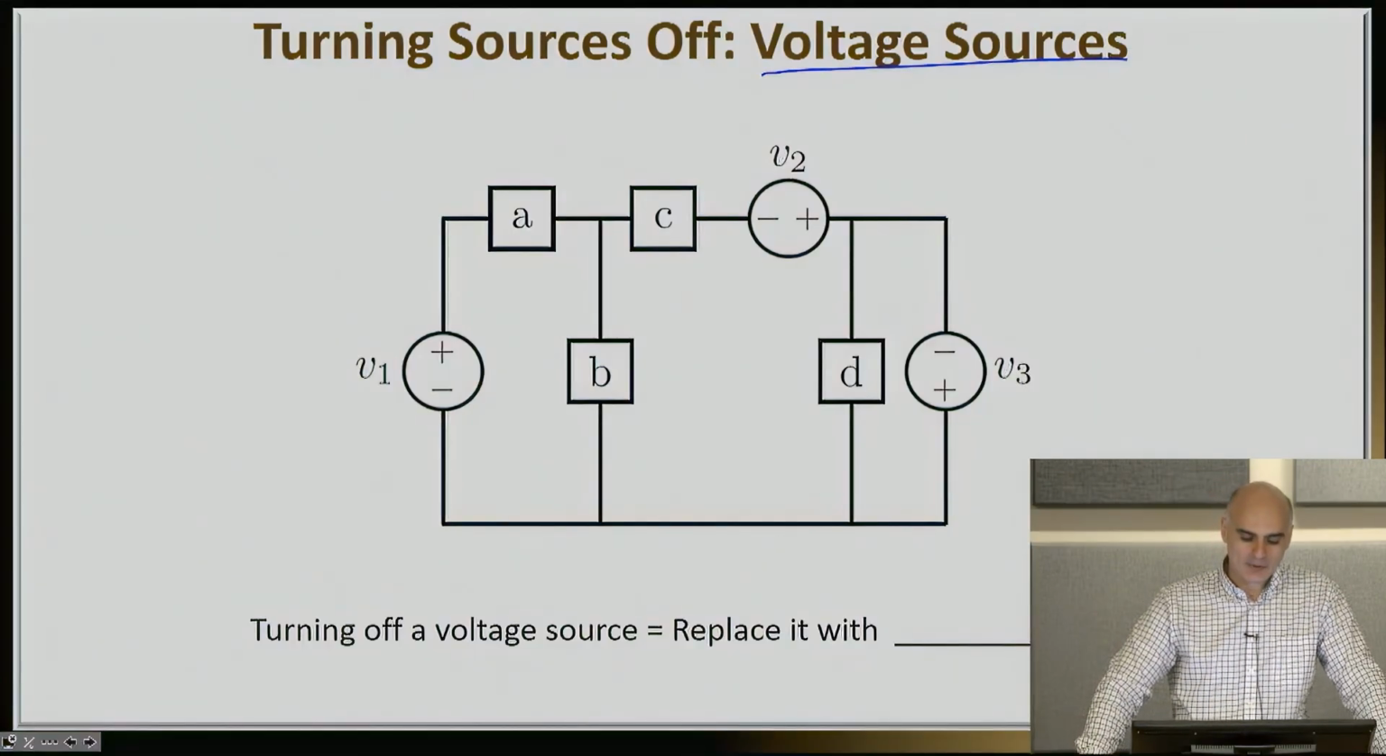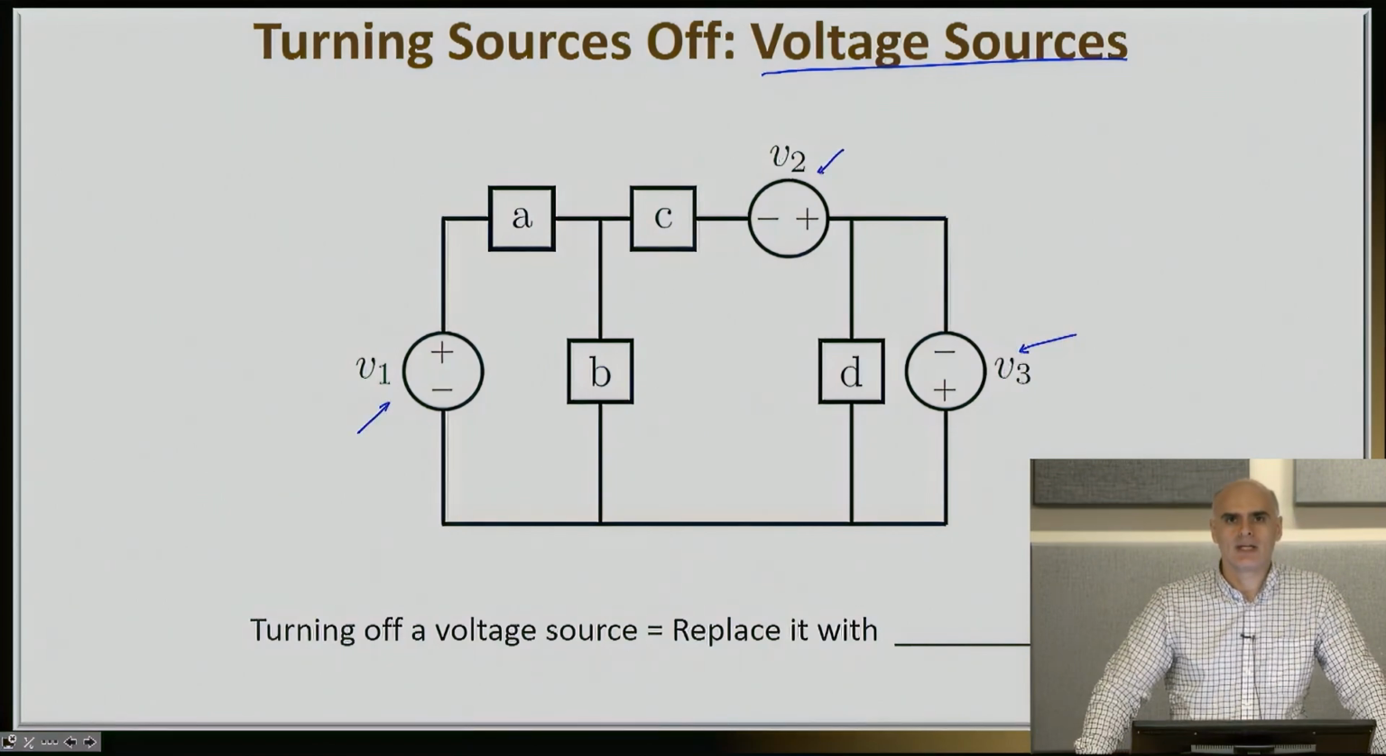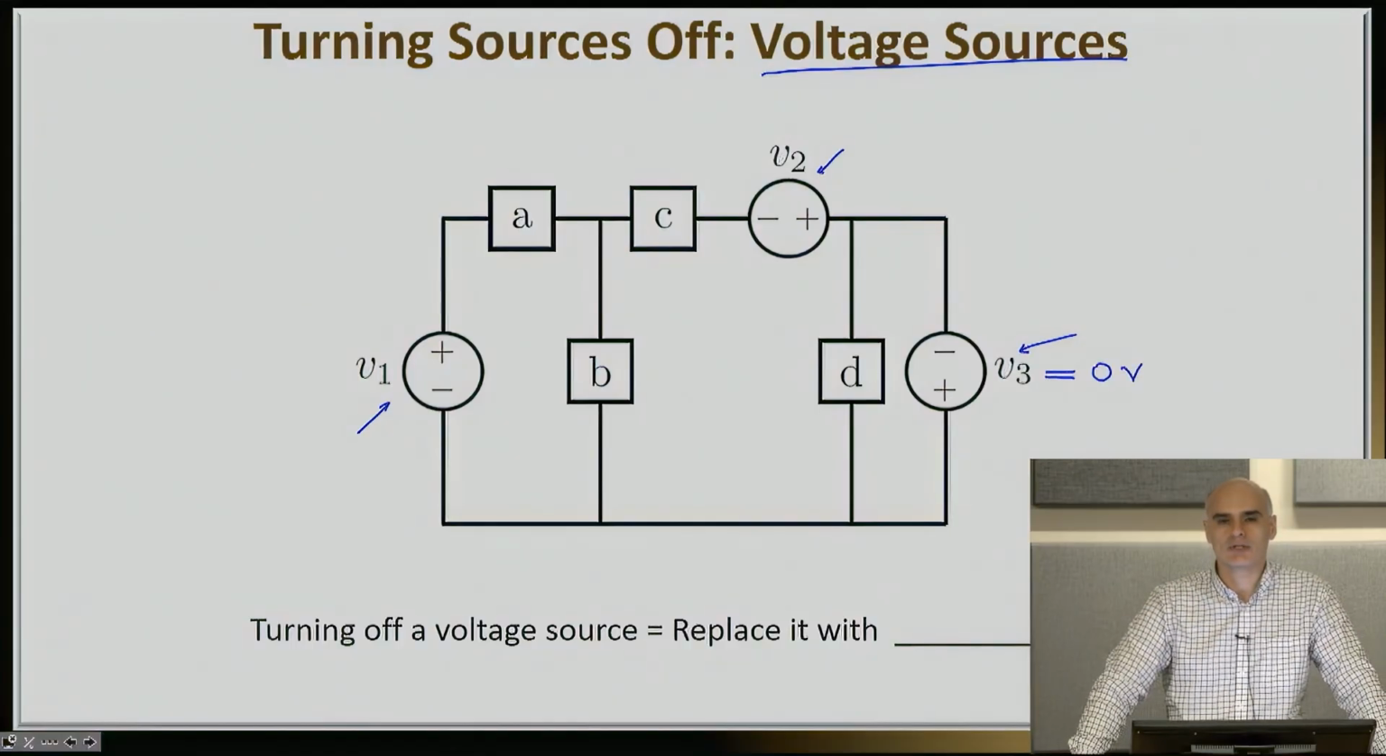This is an example of a circuit that has 3 voltage sources, V1, V2, and V3. Even though I'm giving you this example with independent voltage sources, the same thing is really true for dependent sources. So how do I turn off a voltage source? Turning off a voltage source essentially means making sure that the voltage across it is 0. For example, turning off V3 would mean that I need to ensure that V3 is equal to 0.